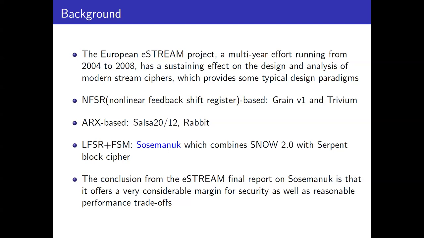And we also have the ARX-based design, for example, Salsa and Rabbit. And we also have the linear feedback shift register plus finite state machine design, which is SOSEMANUK. This cipher combines Snow 2 with the Serpent block cipher. There is a 4-bit S-box from the Serpent block cipher. And we all know that the conclusion from the eSTREAM final report on SOSEMANUK is that it offers a very considerable security margin as well as reasonable performance trade-offs.